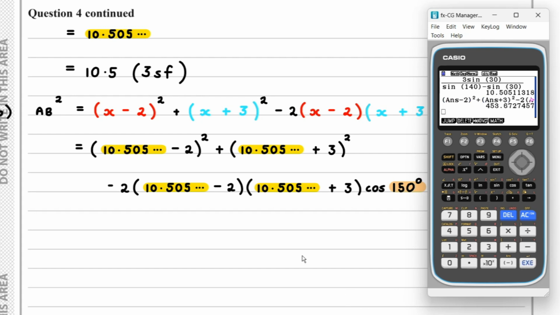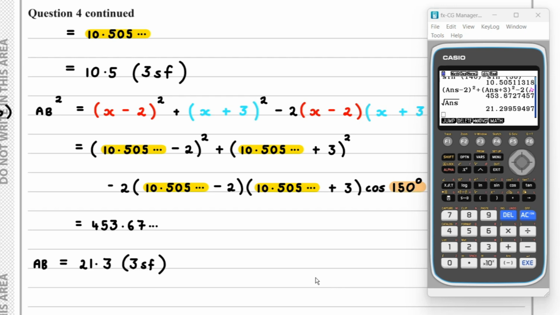And if we work this out, AB squared is equal to 453.67, etc. And to find out what AB is, we square root the 453.67, etc. and we end up with, to three significant figures, 21.3.